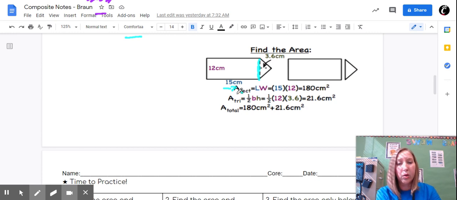So for the area of our rectangle, we're doing length times width. So we're doing 15 times 12. When we do 15 times 12, we get 180 centimeters squared.